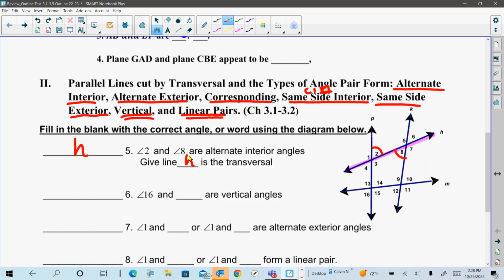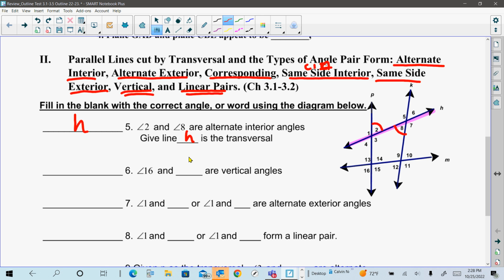But now on number 7, since they want us to focus on angle 1, and they want them to be alternate exterior, well, let me just take this off here. Angle 1 here is using that same transversal H. So for it to be alternate exterior, I have to be on opposite sides, outside the other two lines. The other two lines would be P and K. So the answer here is that you could have an alternate exterior with H as a transversal with angle 7. So one of them would be 7.